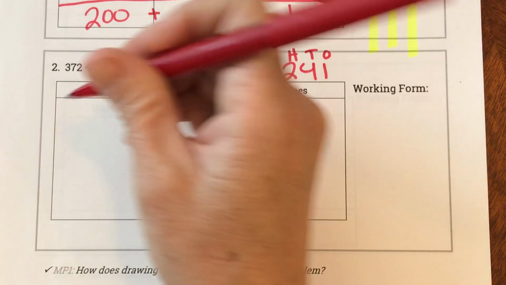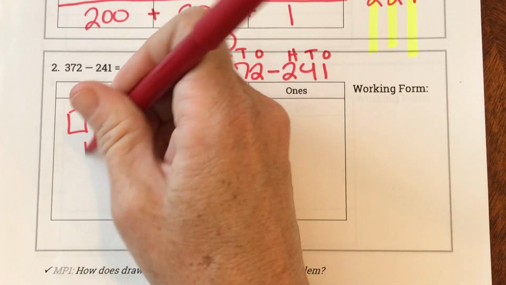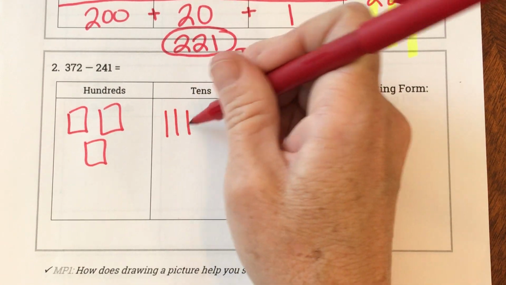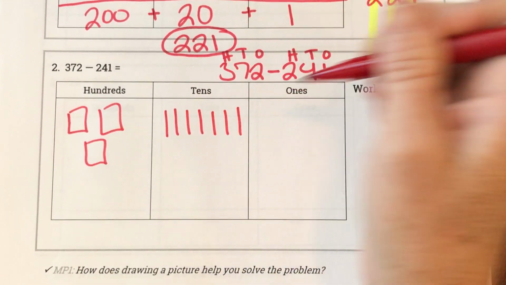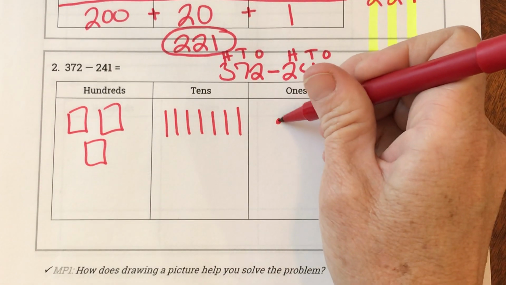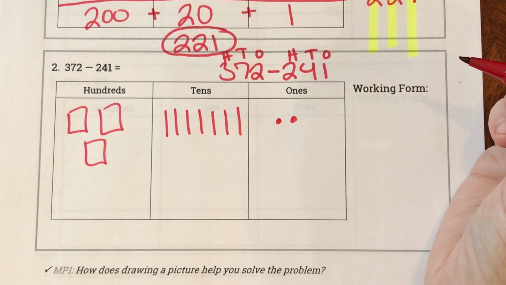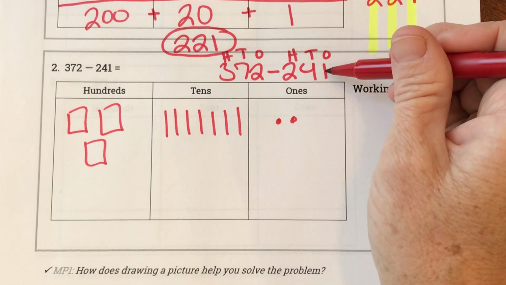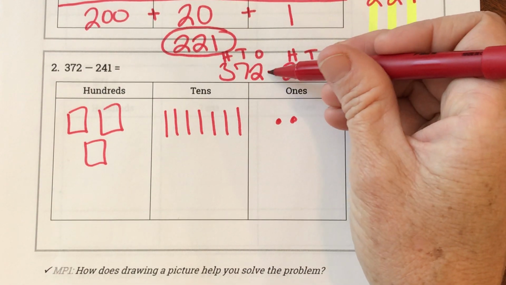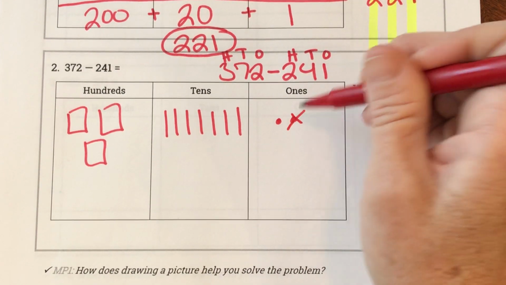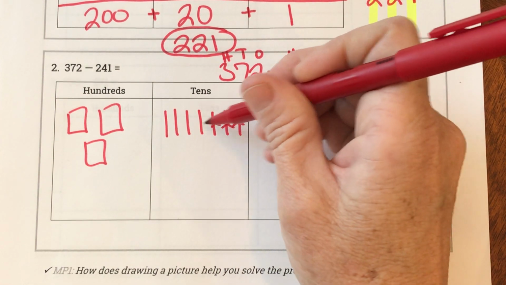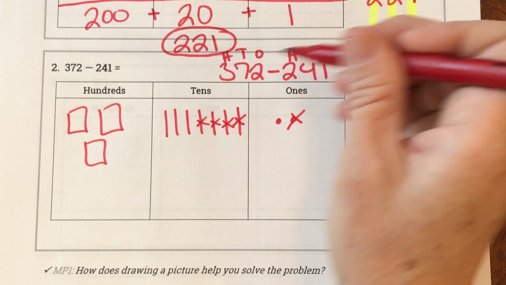So I have 3 hundreds, 1, 2, 3. I have 7 ten rods, 1, 2, 3, 4, 5, 6, 7. And I have 2 ones, 1, 2. Okay, ready? When I subtract, I always start with the ones. They want me to subtract 1 one, subtract 4 tens, 1, 2, 3, 4, subtract 2 hundreds.